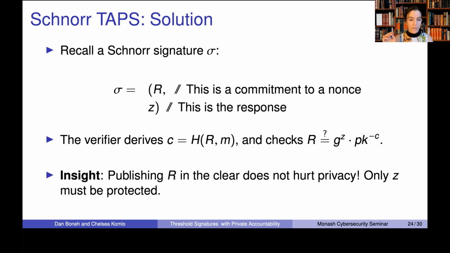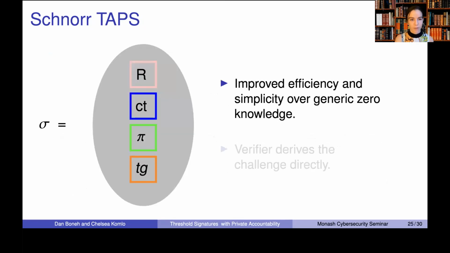Our insight for Schnorr is that publishing this commitment in the clear doesn't actually hurt privacy. This R is just a commitment to a nonce. So we can publish that in the clear, and only the response actually has to be protected. So for our Schnorr TAPS, we deviate a little bit from the generic scheme in that we also publish this commitment. And so the verifier is able to derive the challenge directly, which is much simpler. And so our proof is actually quite straightforward.